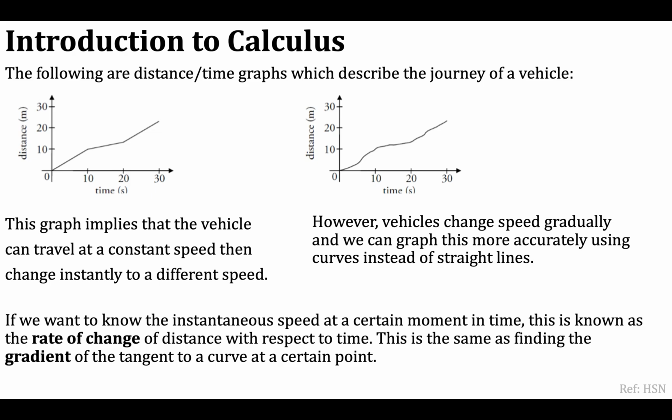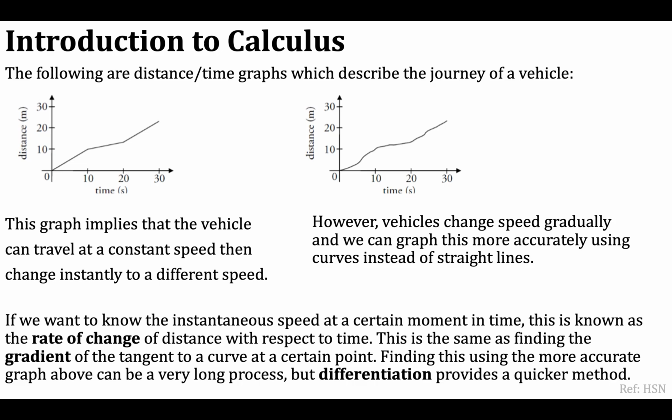Now, as I've said, that's the same as finding the gradient, but specifically for a curve like this, if we want to say find what's the speed after 20 seconds, what we would actually be finding the gradient of is the tangent to the curve at that point. And finding this using the graph with the curves could actually be quite a long process, but differentiation provides a much quicker method.